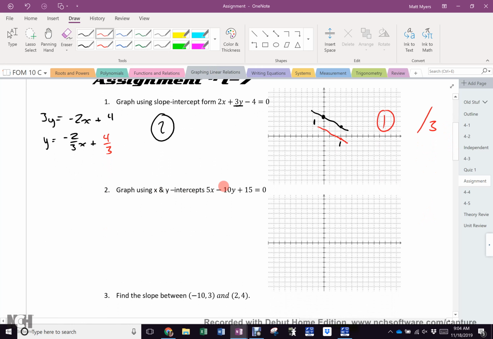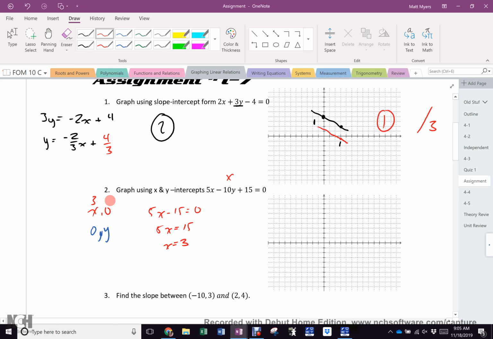Graph using x and y intercepts. Again, this time you're really kind of stuck. Of course, x, 0, 0, y. When x is 0, what happens to the y value? What's the y value there? So what happens to that? It's gone. And I got 5x minus 15 equals 0. 5x equals 15. X equals 3.